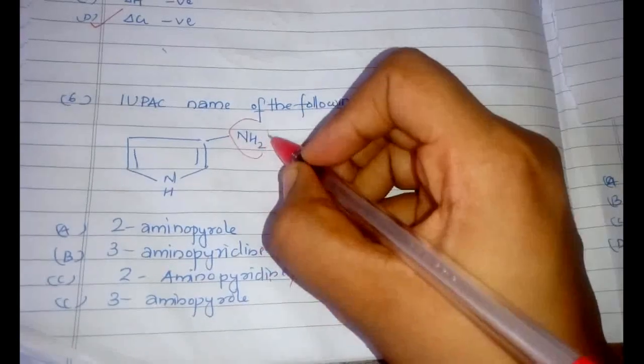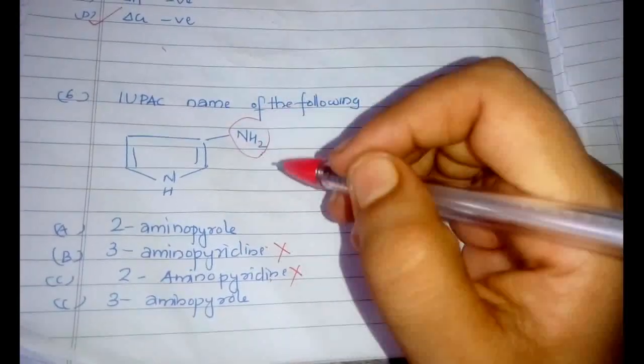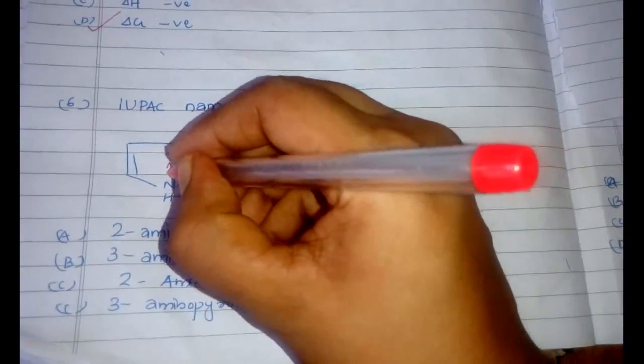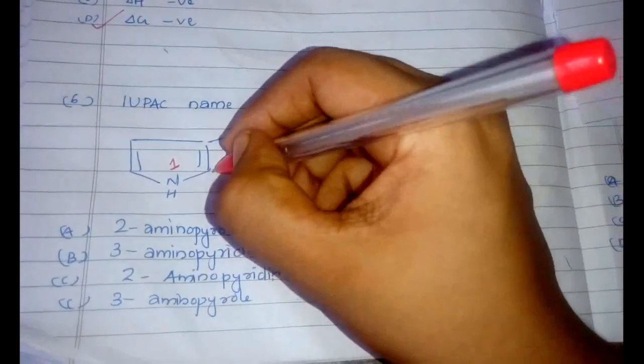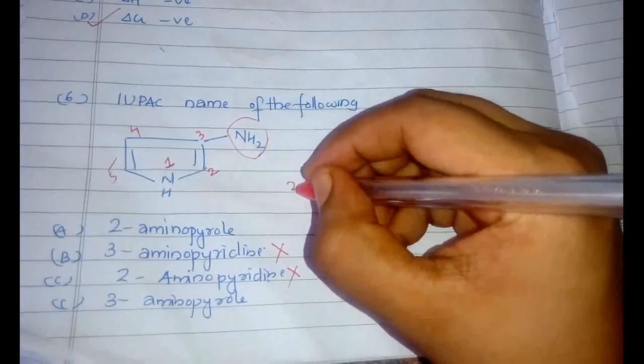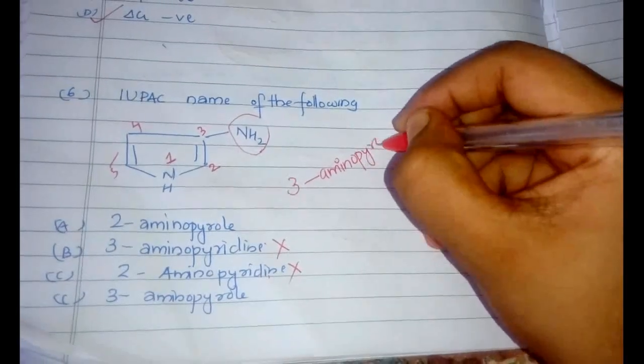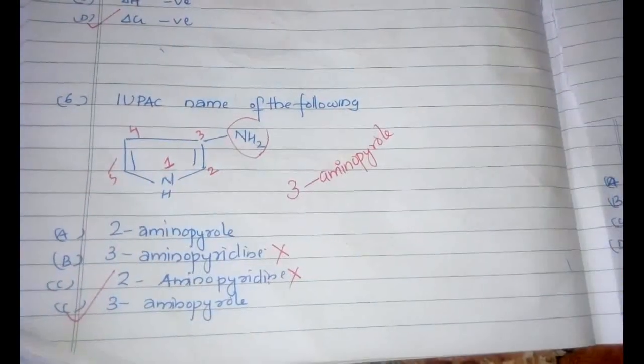Now we know this group is amino. Now what is the only confusion that exists? The numbering. You should know that we will start numbering from the nitrogen. So 1, 2, 3, 4 and 5, and therefore what will be the answer? 3-amino pyrrole would be the answer, and our option D is the right answer.